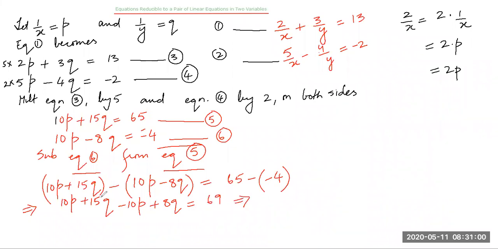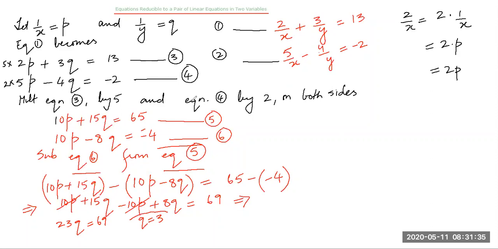Now I can always say that this relates to what? 10p and 10p is cancelled. 15q plus 8q. 15 plus 8 is, tell me. That is 23. 23q, right? 15 plus 8 is 23 is equal to 69. So from this, I get q is equal to 69 by 23. That is 3. So I get the value of q as 3.